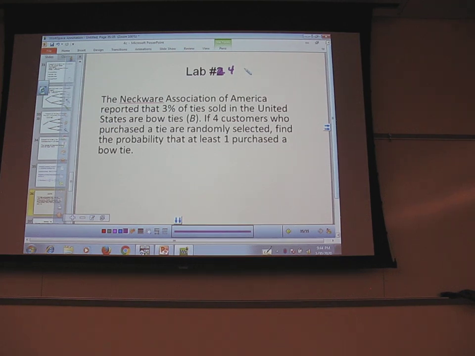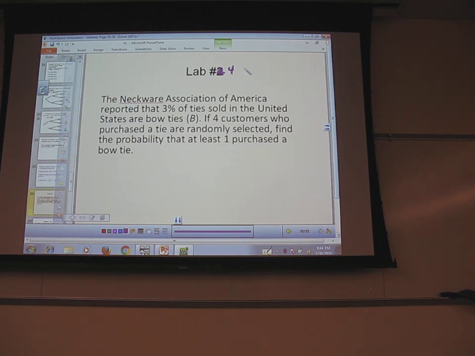Shirley, can you read it out loud for people louder? Yeah, read it. The Neckwear Association of America reported that 3% of ties sold in the United States are bow ties. If 4 customers who purchased a tie are randomly selected, find the probability that at least one purchased a bow tie. Great. I have 4 customers here.